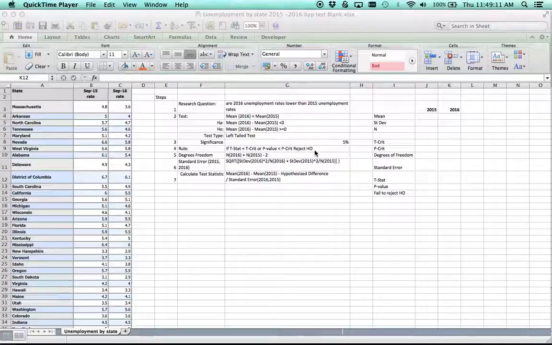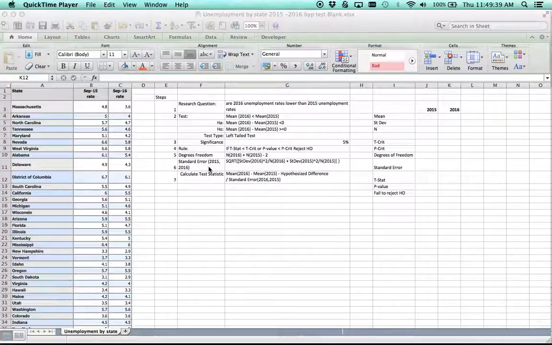Sorry. In order to do this test, we need a few numbers. We need the degrees of freedom. Degrees of freedom in this case are the combined degrees of freedom of the two data sets. There's nothing about this test that requires that the two data sets have the same number of observations in them. Ours just happen to, but you could have different numbers, and you just add those two counts of how many they are and subtract 2.